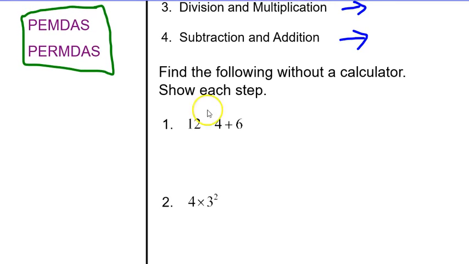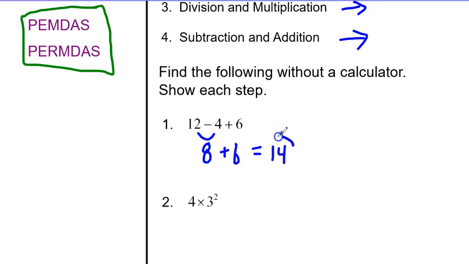Number one, we have 12 minus 4 plus 6. We just have subtraction and addition, so we go in order from left to right. We do 12 minus 4, which is 8, and then we do 8 plus 6, which is 14.